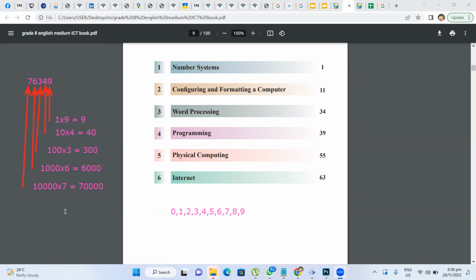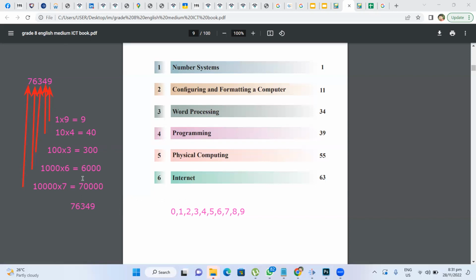So then the total is 76,349. That is the total. So this is how the decimal number behaves.